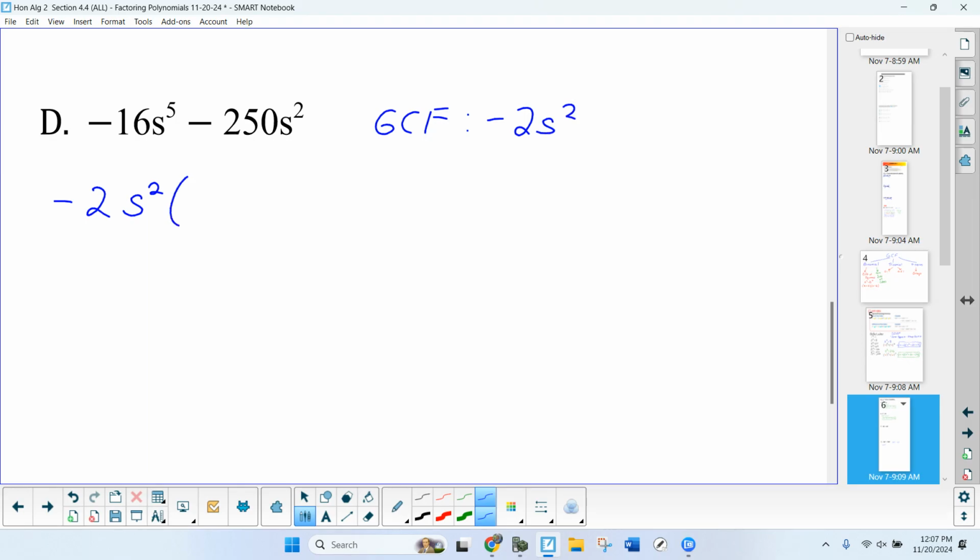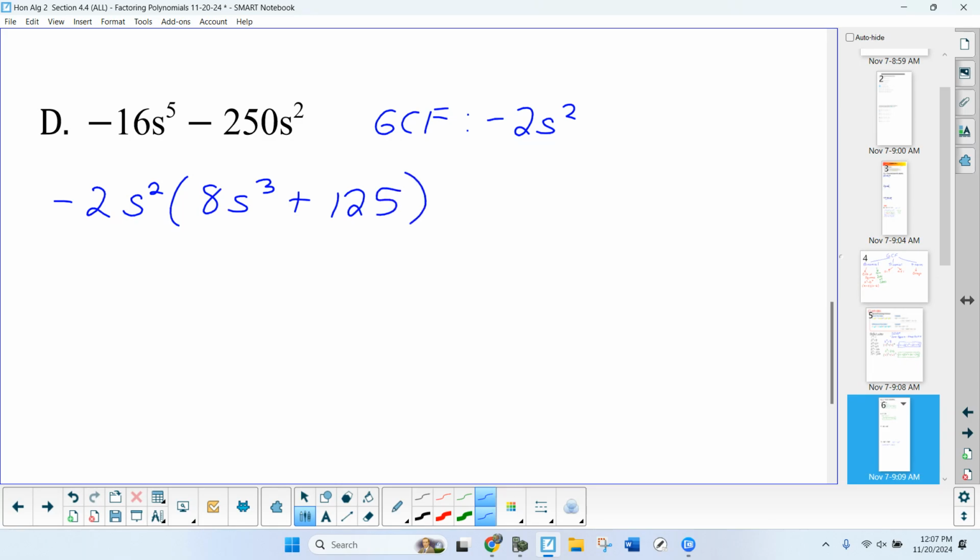So when you pull out a negative 2s squared, what's left? 8s cubed. Oh, no, not minus. It'd be what? Plus. Why would it be plus? The negative times a positive gives you negative. And what would you get here? 125.